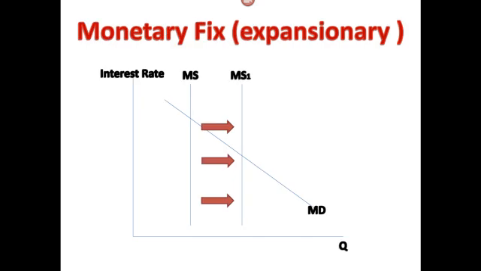To fix this stagflationary problem through monetary policy, the Fed has to choose one of its three expansionary options or one of its three contractionary options. Both may fix the problem. This slide will focus on the expansionary fix.